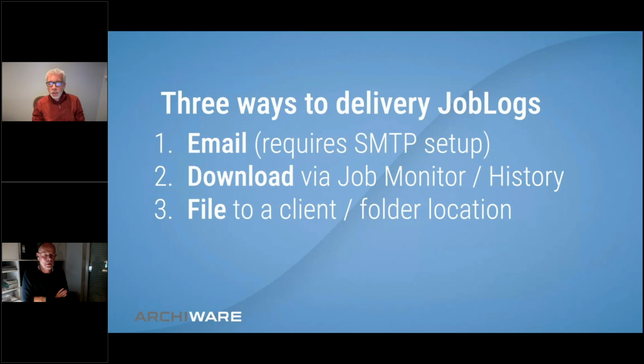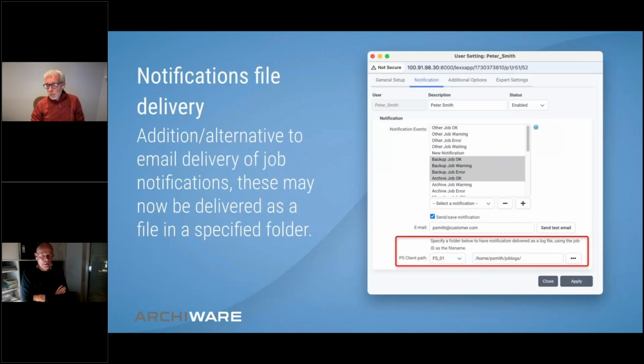So the file delivery is something which is configured next to the email delivery. This is per user. Here we've got our Peter Smith, and everything that's not in the red box is stuff that's been there for years. So this is the email delivery, where you can choose what kind of notifications you want to get and the email address that you want them sent to. But now you can specify a client and a folder. So you can deliver those job logs to any client that's configured with your P5 server.